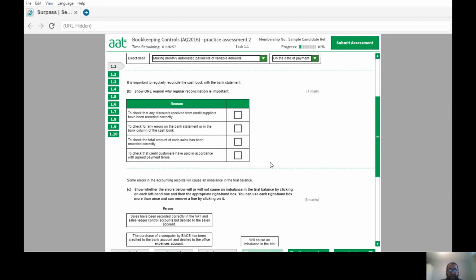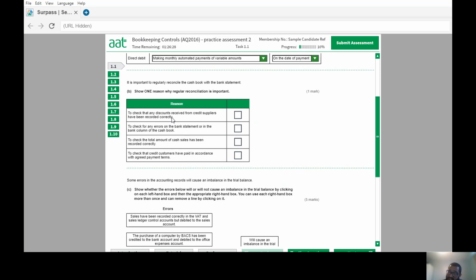And then further down, it is important to regularly reconcile the cash book with the bank statement. Show one reason why regular reconciliation is important. So here they're asking you why you regularly have to reconcile your bank statement with your cash book. To check whether any discount received from your credit suppliers has been correctly recorded. Do you think we record your discount received in your cash book?